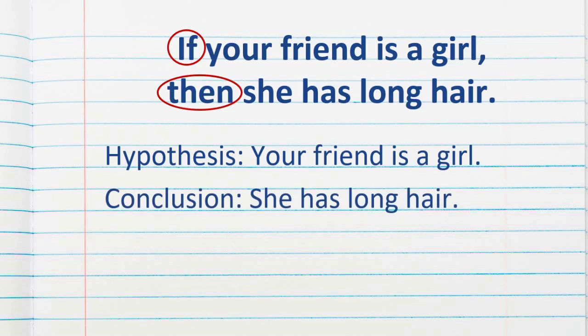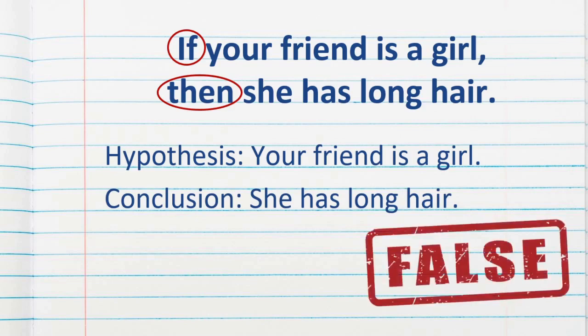So, let's analyze this statement carefully. This statement is false. Why? Not because someone is a girl means she has long hair. Your friend can be a girl with short hair. Your friend can be a girl with no hair. Your friend can be a girl with curly hair.